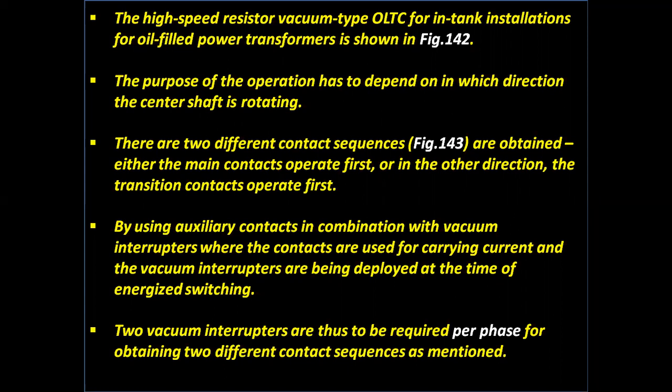By using auxiliary contacts in combination with vacuum interrupters, where the contacts are used for carrying current and the vacuum interrupters are being deployed at the time of energized switching, two vacuum interrupters are thus required per phase for obtaining two different contact sequences as mentioned.